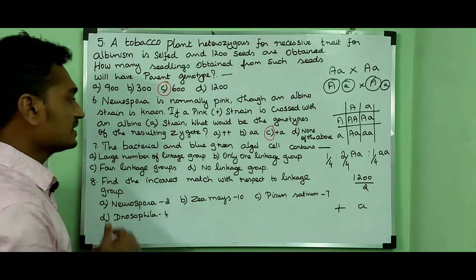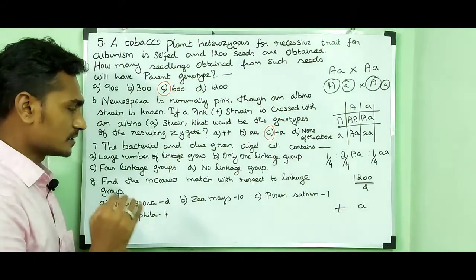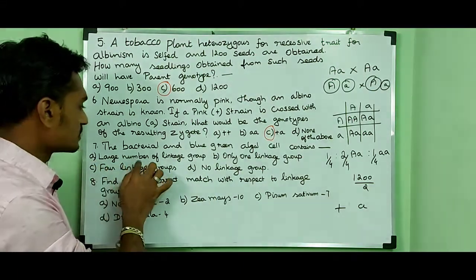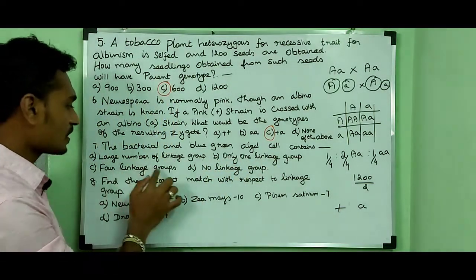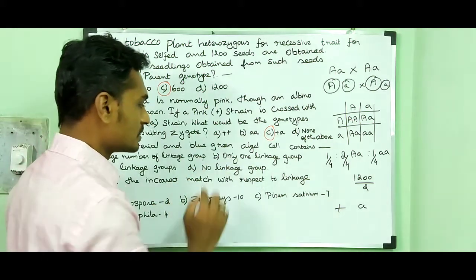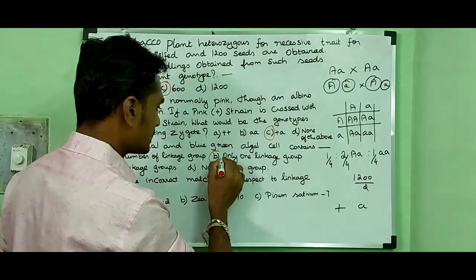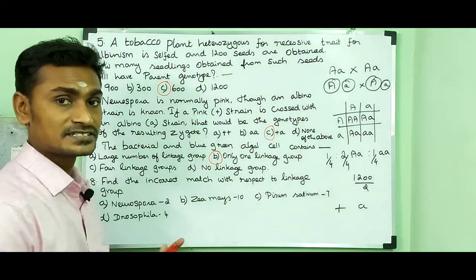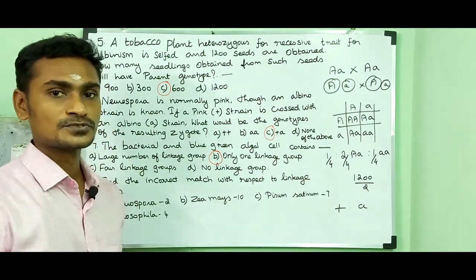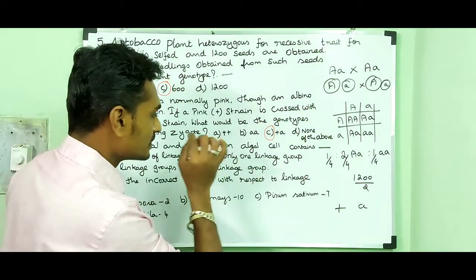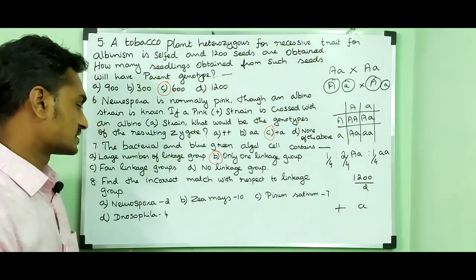Then, the bacteria and blue-green algal cell contain how many linkage groups? The options are a large number of linkage groups, only one linkage group, 4 linkage groups, and no linkage group. So option B is the right answer, because bacteria contain all the genes in one chromosome. That is why they have only one linkage group. So option B is the right answer.